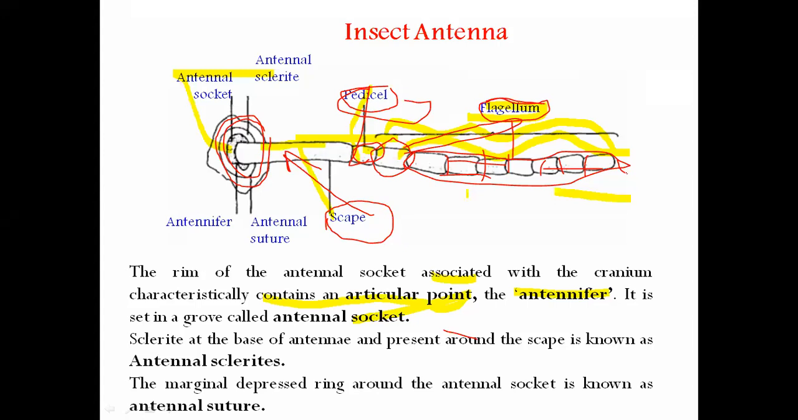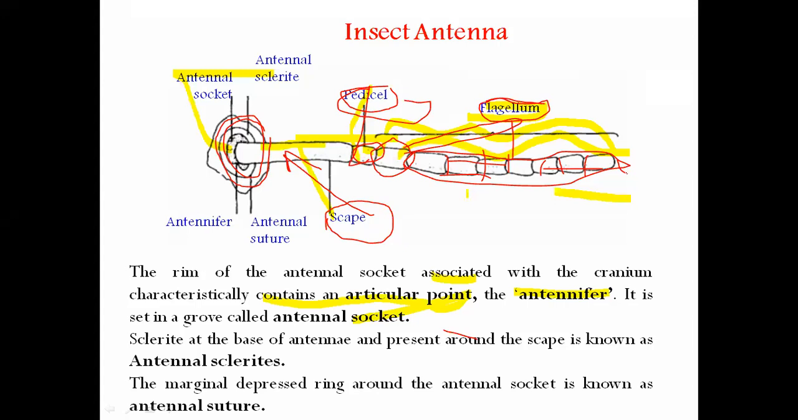These are the structure of the insect antennae: scape, pedicel, and flagellum. So students, in the exam they may ask: draw a neat, well-labelled diagram of an insect antenna and describe its typical antennal parts. Like that the question will be asked.